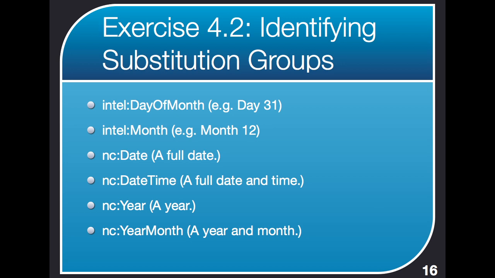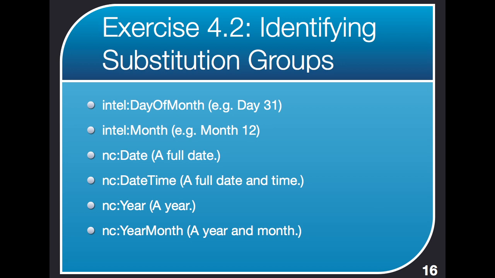Now the first 2 are from the intelligence domain. So to be honest, I'm not sure how they utilize them. The first is day of month, which is just, as near as I can tell from the definition, the day of some unknown month. So day 31, day 5, day whichever. The next one, month, is again just the number for a month. So, month 12, month 11, month 3, what have you. The next 4 are all out of NIEM core, and these are kind of the standard ways of representing a date in the NIEM.